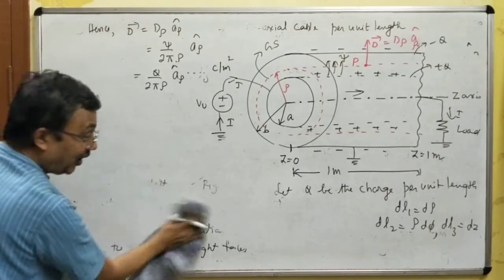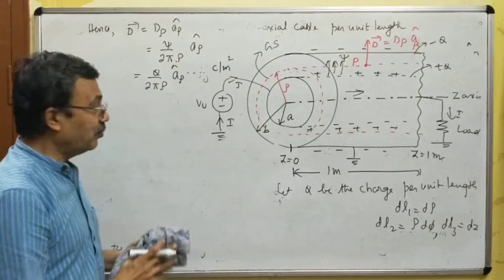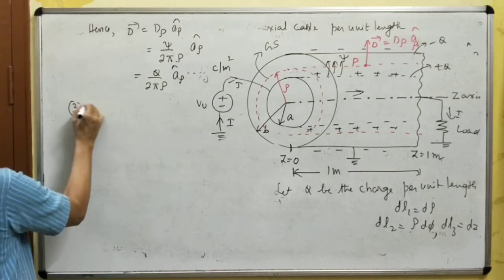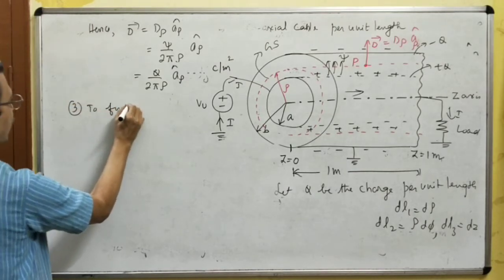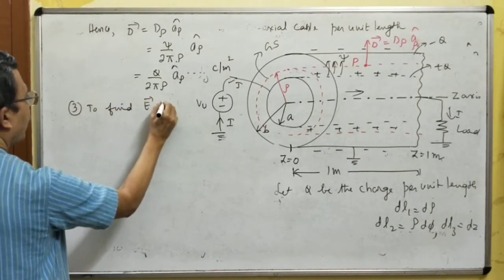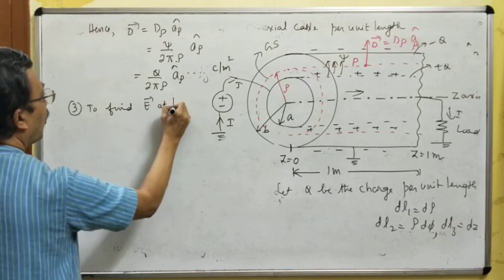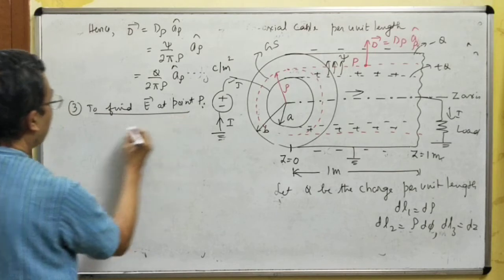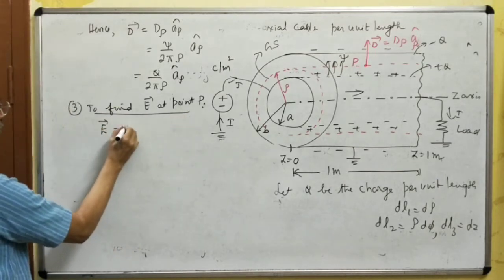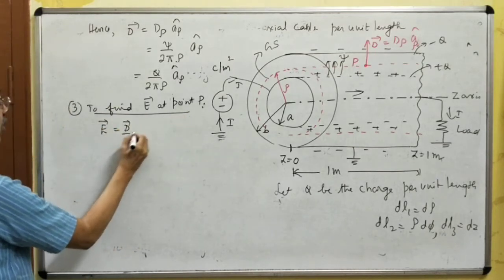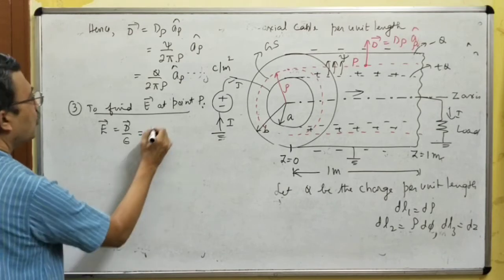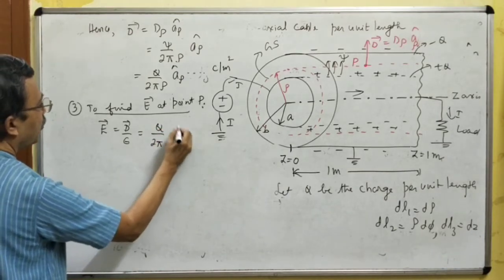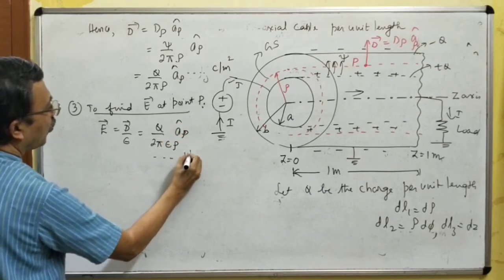Each problem looks like a derivation. You have to practice it. Please keep it in mind. Step number 3. To find vector E at point P. Vector E is equal to vector D divided by epsilon, which is equal to Q divided by 2 pi epsilon rho, in the direction of a rho cap. The unit is volts per meter.